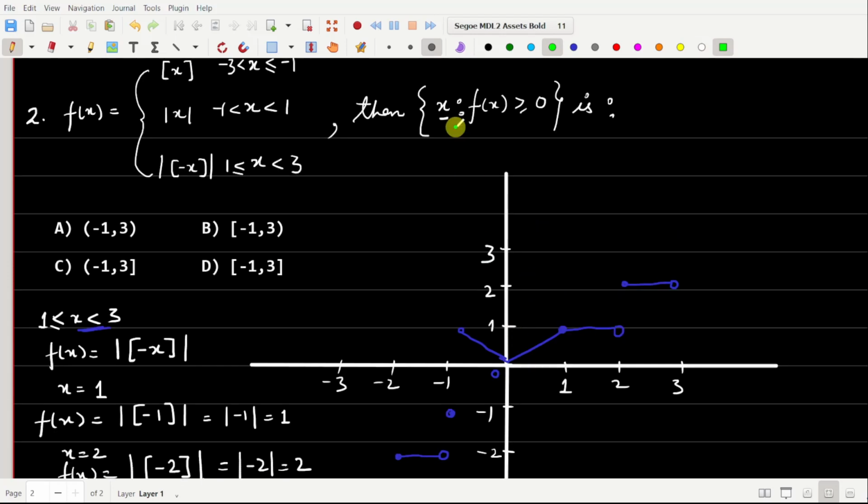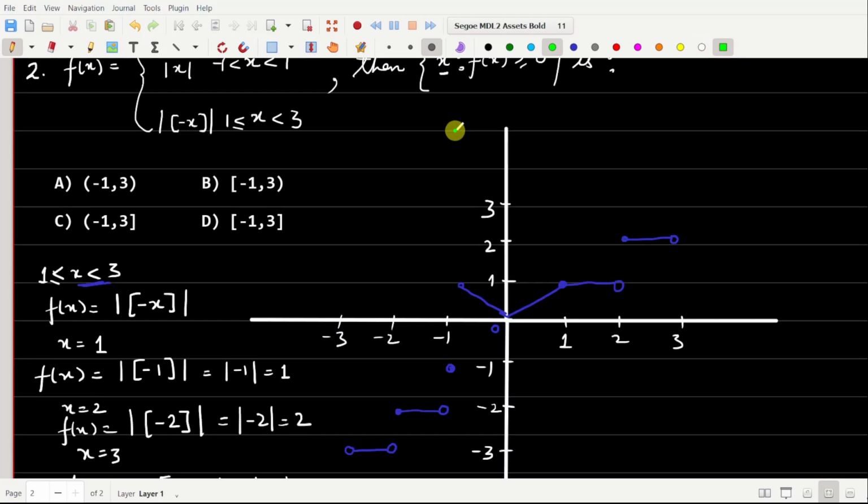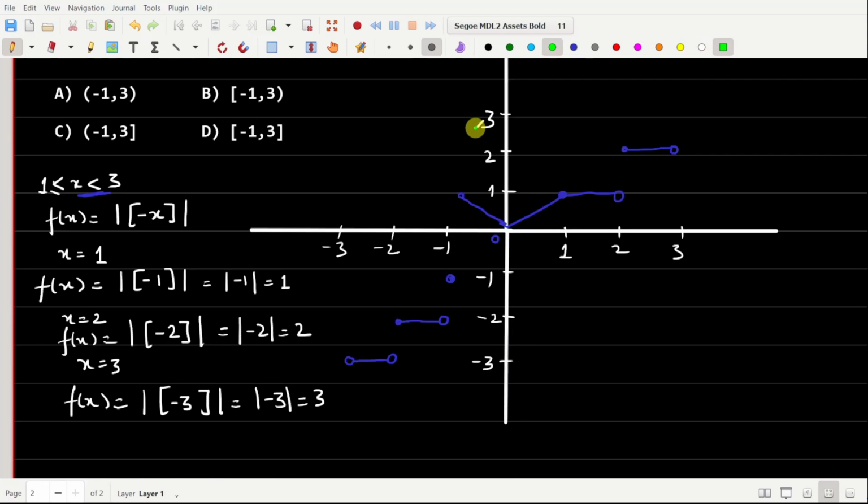Now you just see what graph we have and what region we have to find out: all the x for which f(x) is greater than or equal to 0. If we move over here, f(x) is negative; over here f(x) is negative. All the negative values are here, right? As soon as we move over here my f(x) becomes positive. All of these are positive values, from -1 to 1, 2, 3. This is giving us positive values.